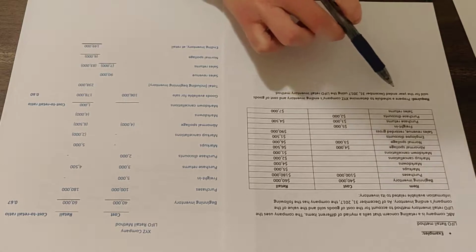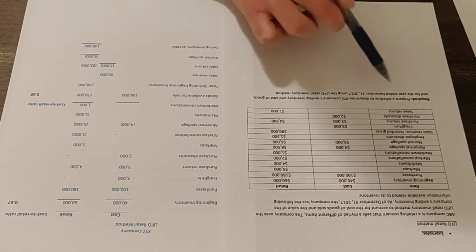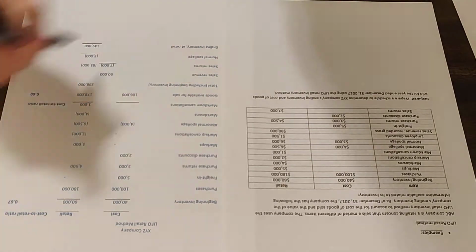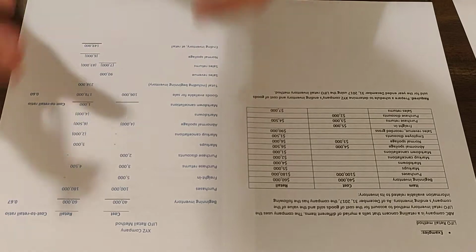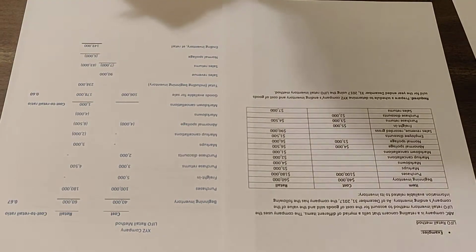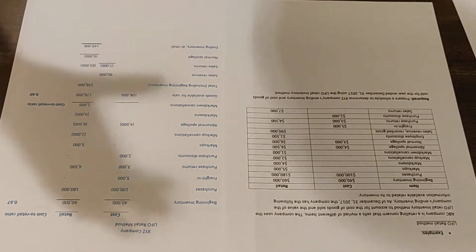Some of them are tweaked a little bit, but most are literally the exact same thing. And then again, we're asked to prepare a schedule to determine XYZ company's ending inventory and the cost of goods sold for the year ended December 31 using the LIFO retail inventory method. So here we have our solution. A lot of this stuff we're just going to blaze through because we've seen it in previous videos, and we don't need to belabor the point too much.